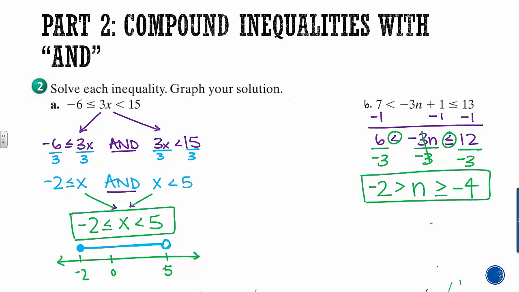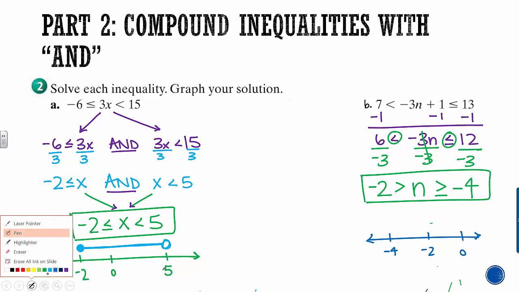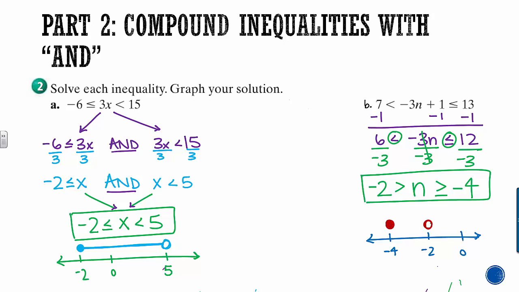So there's my inequality. And if we want to graph this, we have negative 4 down here, negative 2. Let's put 0 for reference up here. Remember, n is between these two things. So it can equal negative 4. Let's color that in. It can't equal negative 2, and we want all the numbers in between. So that was compound inequalities with the word and.